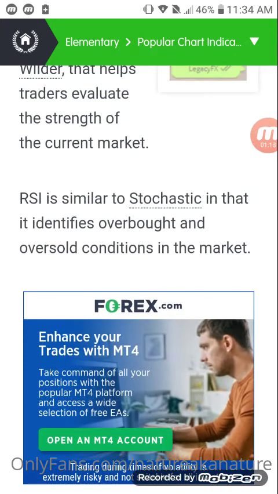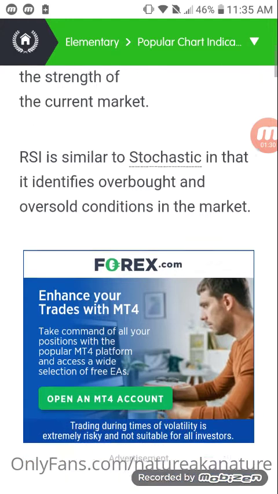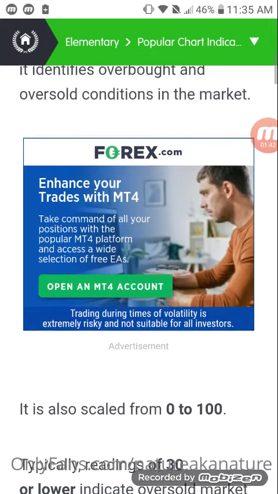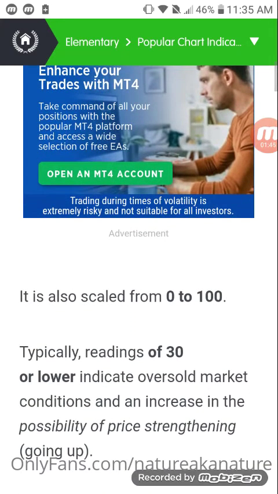The RSI is similar to the stochastic, and it identifies overbought and oversold conditions in the market. So that's what the RSI does. When it's overbought, it lets you know when a possible reversal is coming. When it's oversold, it lets you know when a possible reversal is coming. So that's what RSI does. It also scales from 0 to 100.